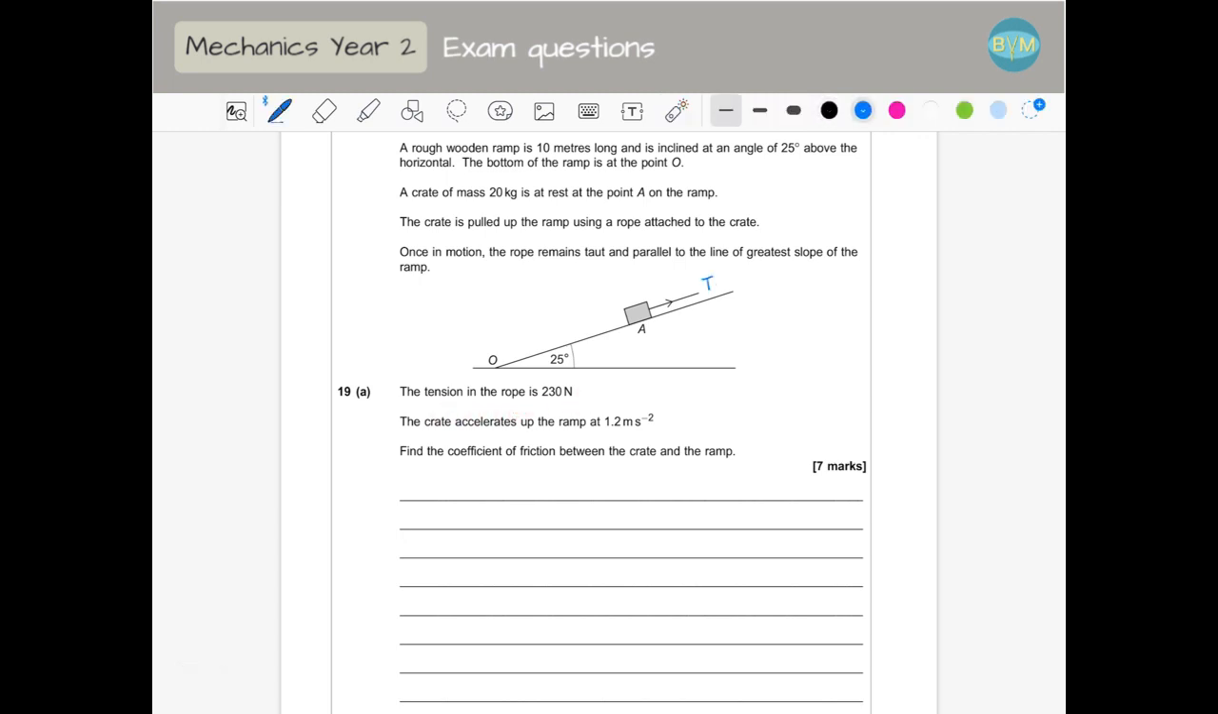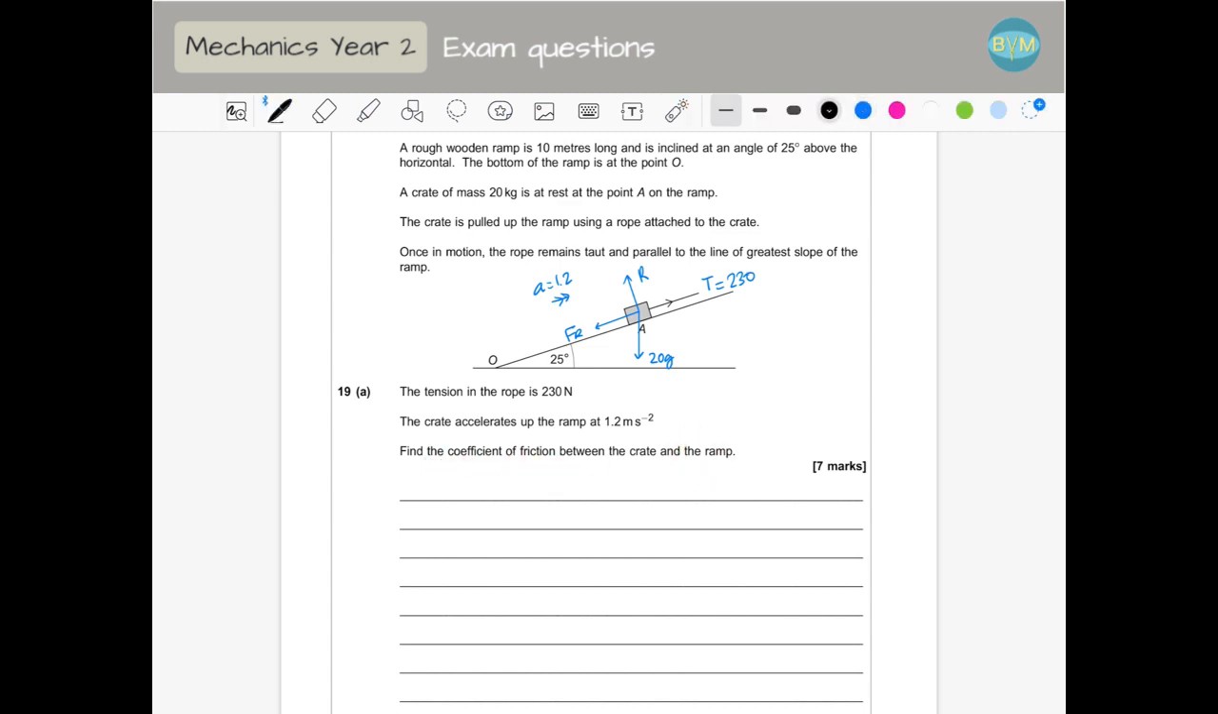So we know the value of the tension is 230. We know the weight, because it's 20 kilograms times g. We will have a normal reaction. And we will have a friction because it says it's rough and it's moving up, so the friction is down. And we have an acceleration that is 1.2. Find the coefficient of friction between the crate and the ramp.